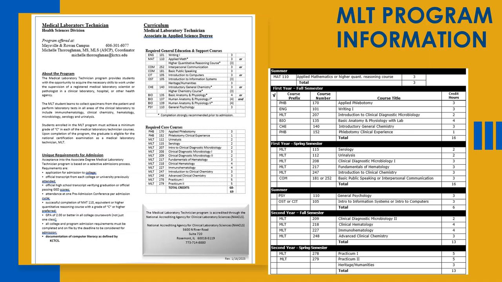Now in the fourth semester of the program, your final semester, you complete approximately 600 hours of clinical practicum in a hospital clinical laboratory of one of our clinical affiliates. So if you do have an outstanding general education course at that time, it can be taken online, but remember, you must complete it successfully in order to graduate from the program.